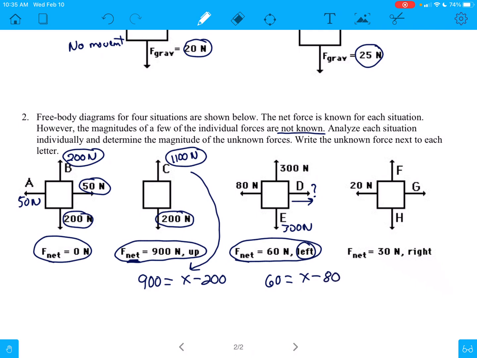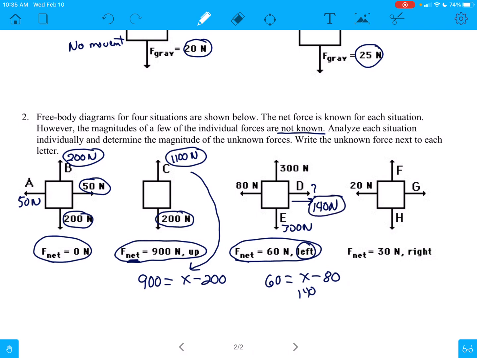So what minus 80 equals 60? I'm going to have to get my calculator out. I'm not really sure. Maybe you guys already know the answer to that, but I'm going to double check it. That's going to be 80 plus 60. That's how I'm going to find that. I take 80 plus 60 and I'm going to get 140. So this number right here is going to be 140 newtons, and that's going to be the answer on that side.